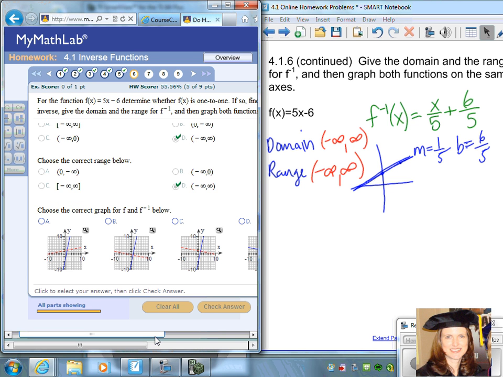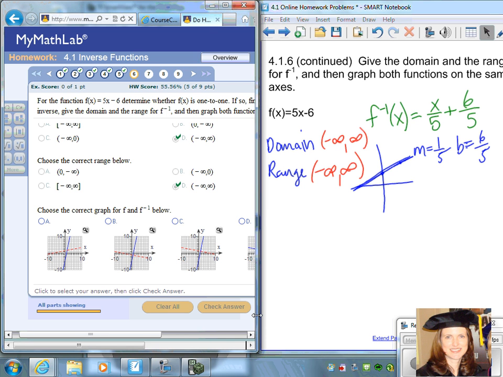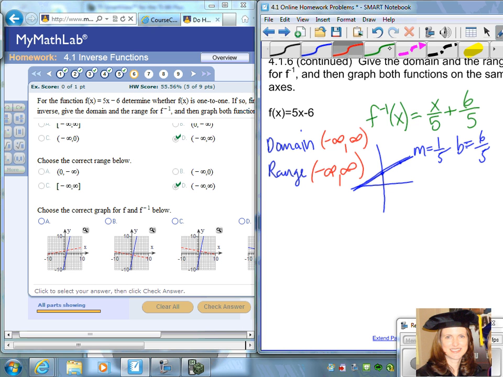The last part of this is to sketch the graphs of the function and its inverse. I did do a little quick sketch here, but I'm going to show you how you can take a couple points on the original function and transpose those to get points on the inverse. For example, this is kind of a quick way. Just make a table of values for x and f of x.